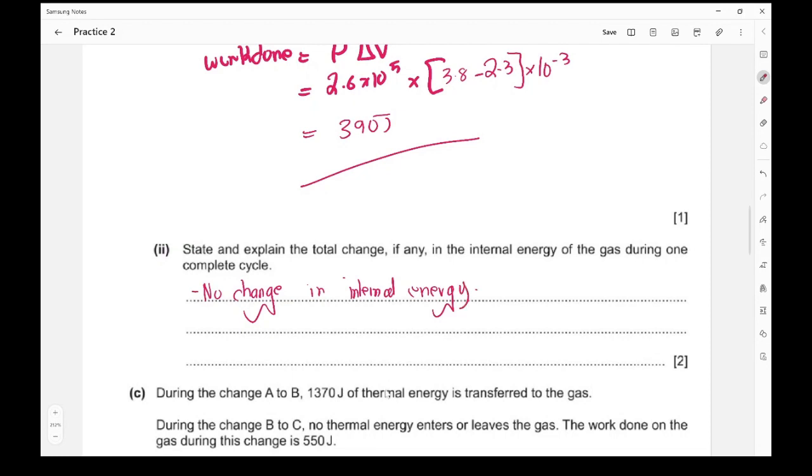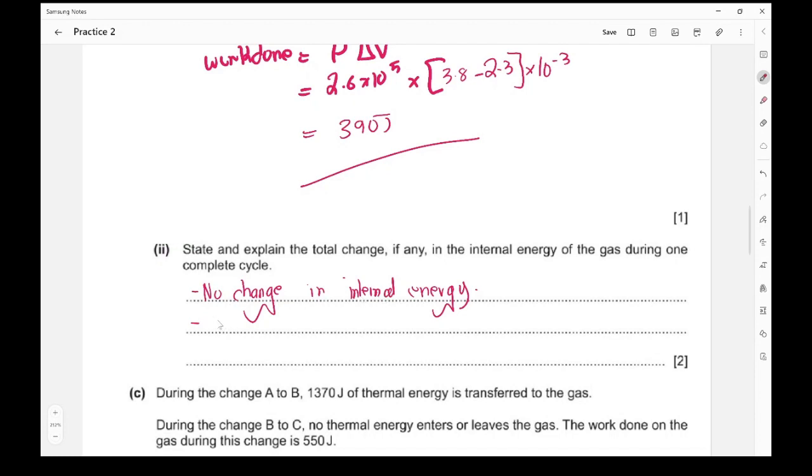I can also give some details, but let me just construct the rest of the answer and explain the total change, if any, in the gas during one complete cycle. So from A to B we had the gas expanding, so that means work was being done by the gas, and then the same work or same energy was actually retrieved. So I can write this down.